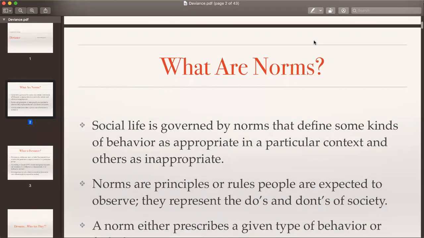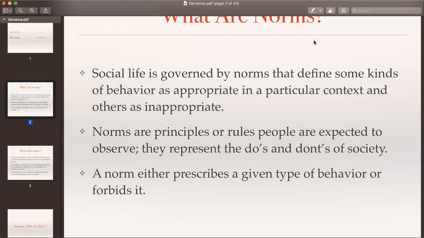norms within our society. I want you to think about social life being governed by norms that in many ways help define the kinds of behavior that are considered appropriate within a particular context, within a particular culture, within a particular society, and what types of behaviors are considered inappropriate within these similar settings. In many ways, when we talk about norms, we're essentially talking about the principles, the rules that serve as a guideline that people are expected to observe in their everyday social lives. Essentially, these are the do's and the don'ts of society. Norms prescribe a given type of behavior that is considered acceptable, and those behaviors that are considered forbidden.